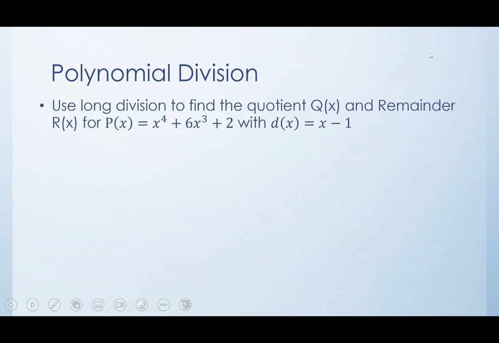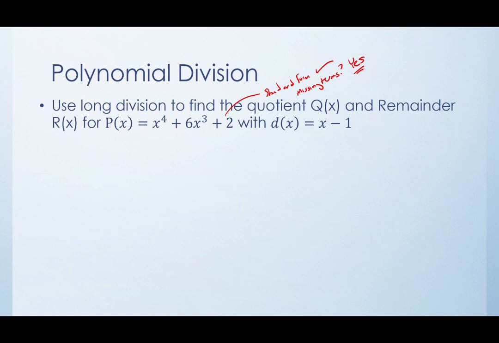All right, so one more example with polynomial long division. This go around, we are using long division to find the quotient and the remainder for the polynomial x to the fourth plus 6x cubed, sorry, plus x squared plus 2, and we're dividing it by x minus 1. So is this in standard form? Yes. Does it have missing terms? Yes, so we have to be careful here and remember to put them in.